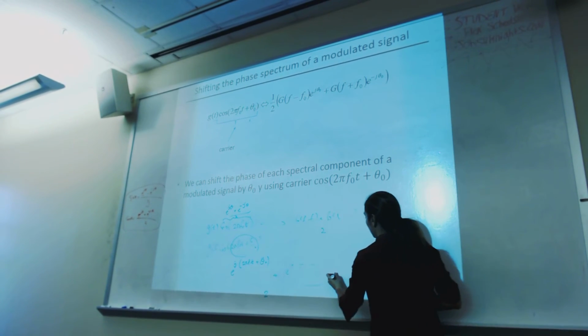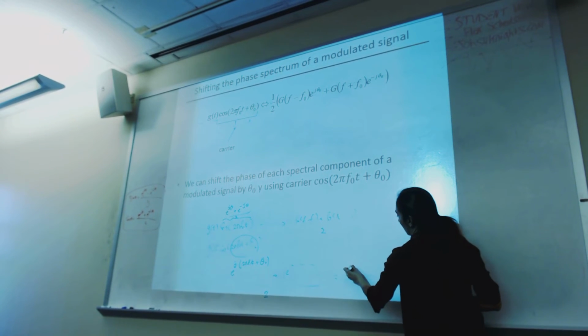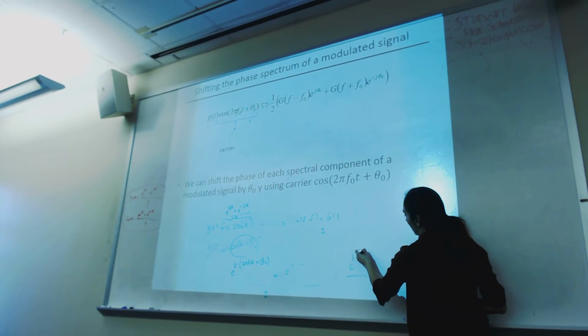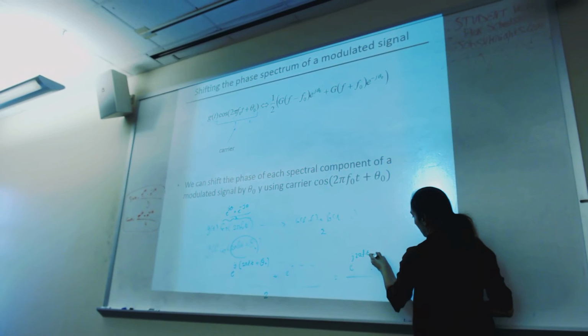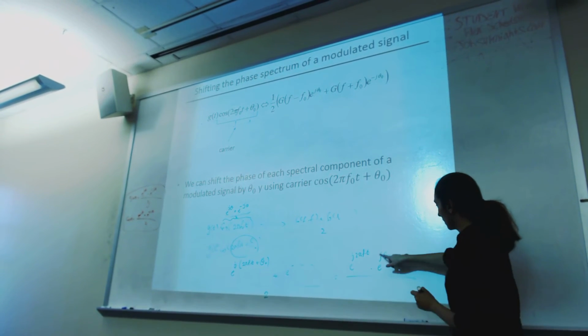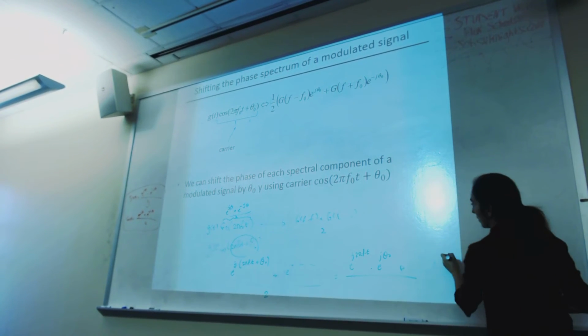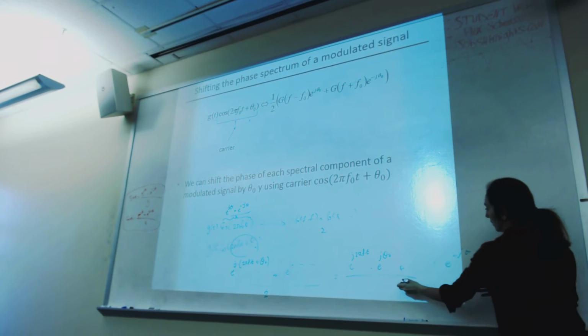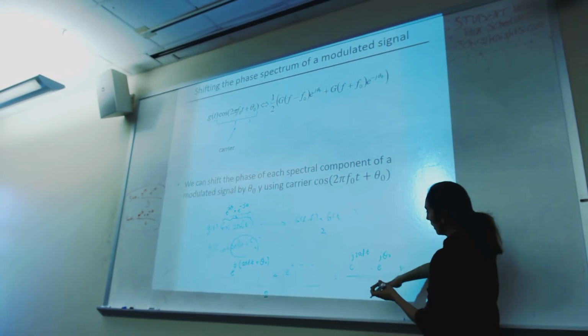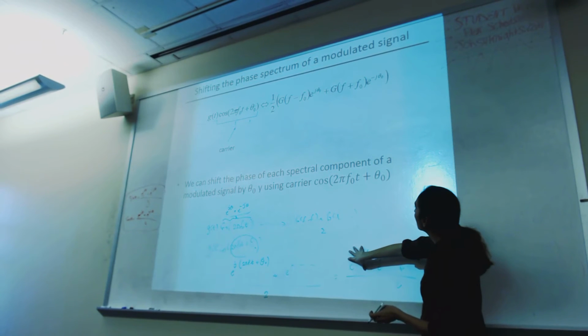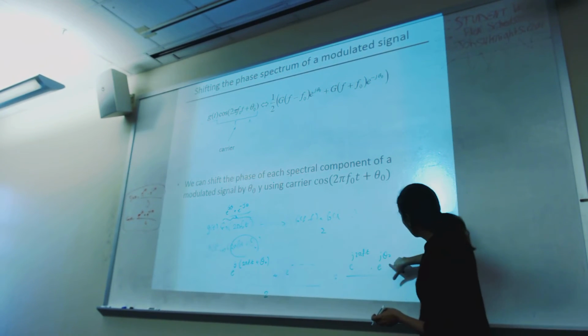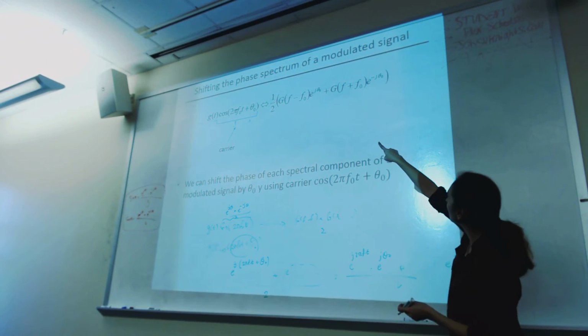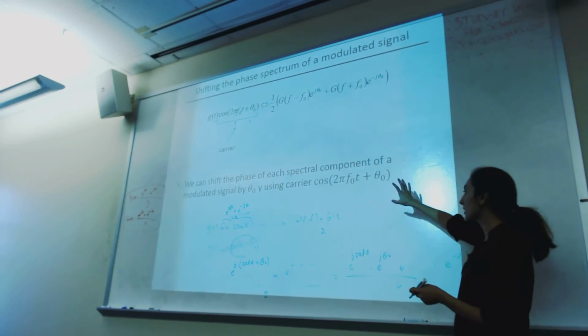So now how can I simplify that? e^{j2πft} times e^{jθ0}. Okay. And then the other will also have a minus j divided by 2. So you get the idea. So this is going to give you the shift. This is a constant. Everybody got it? You might see this in the exam.